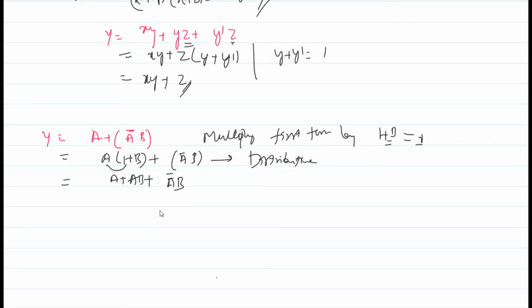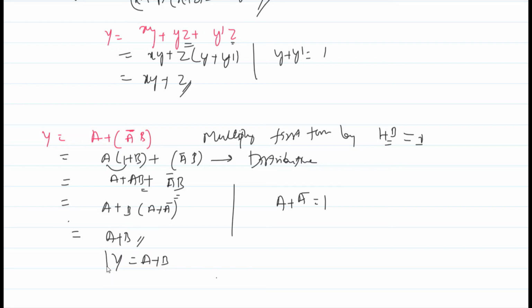Okay, now you observe this expression. Here in this ab and this a bar b, we can take b as common, right? So I will write a plus a bar, with b. Here a plus a bar is left, and we already know that a plus a bar is equal to 1. So I will write this as a plus b. This is the result. So y equals a plus b. This is how we are going to solve the Boolean expression.